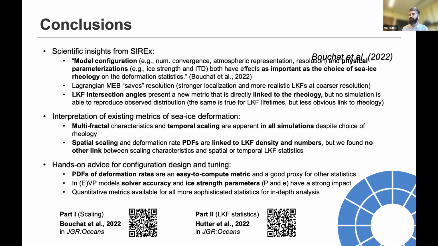And I want to end on some hands-on advice for configuration design and tuning, so what you could do to improve your model if you're interested. Starting first, the PDFs of deformation rates seem to be a very easy to compute metric and a good proxy for some other more complicated statistics, pointing to better spatial scaling, but maybe also to better LKF densities and numbers. So that might be something you want to use if you do systematic model tuning, for example.